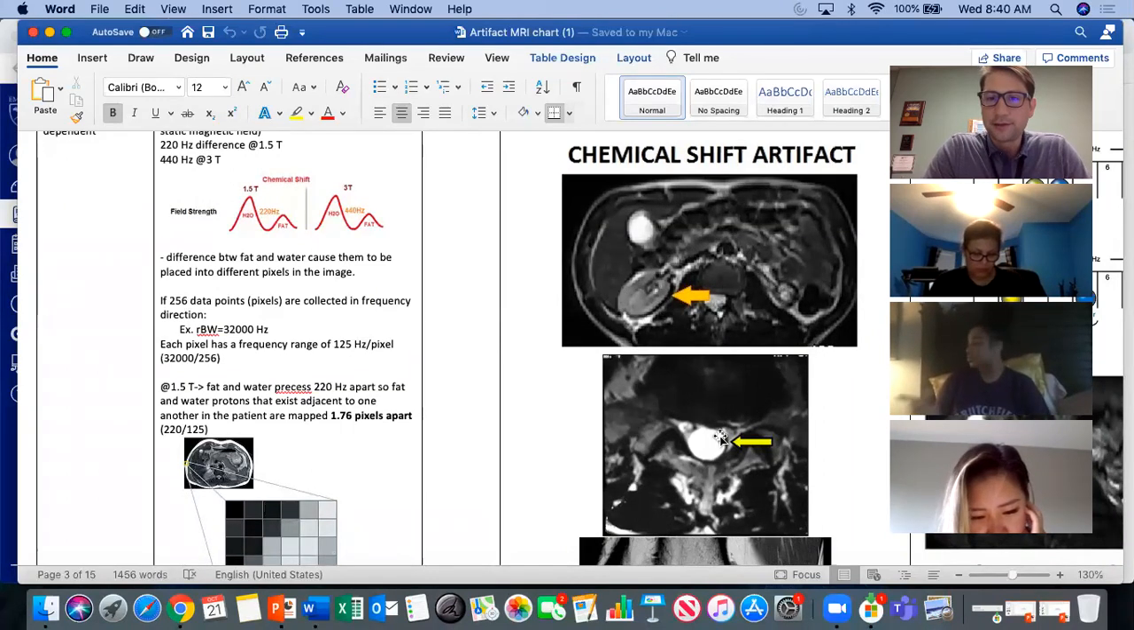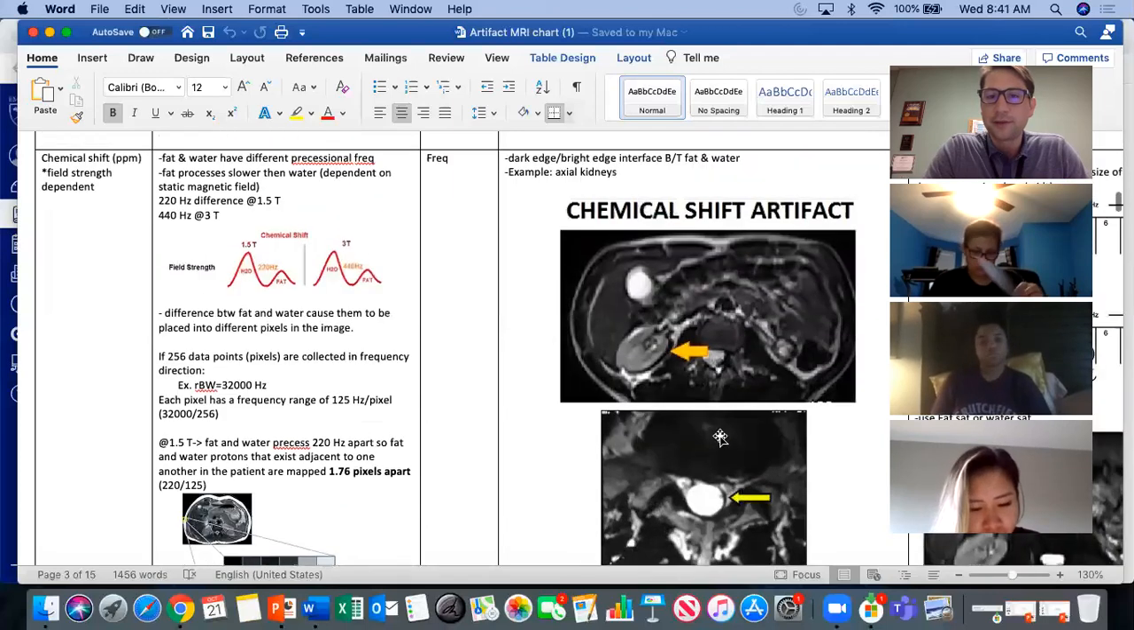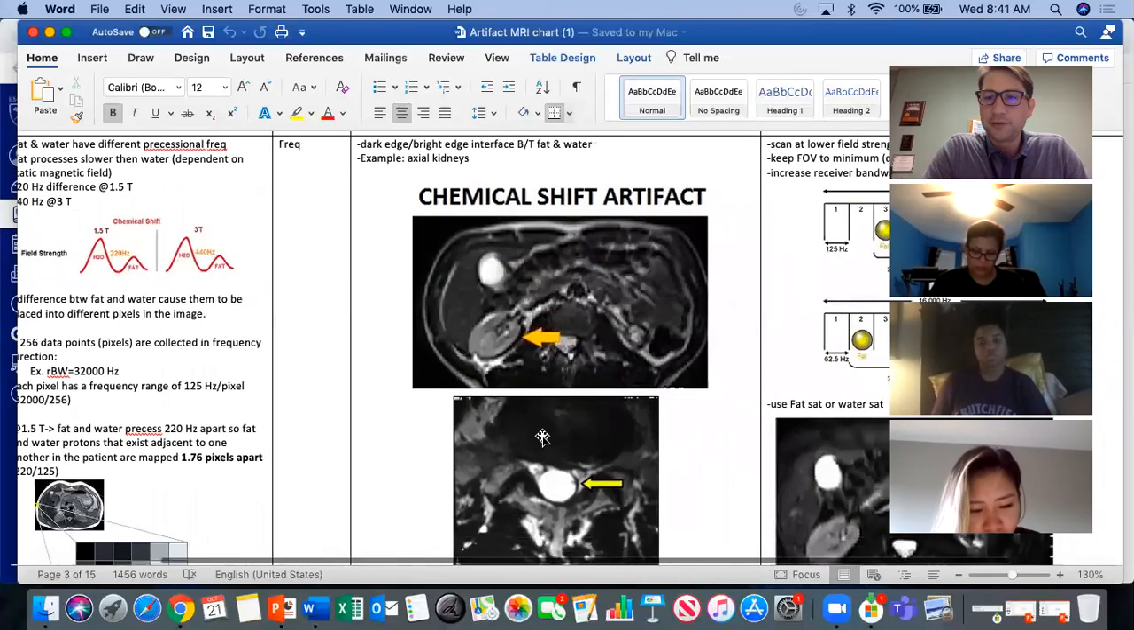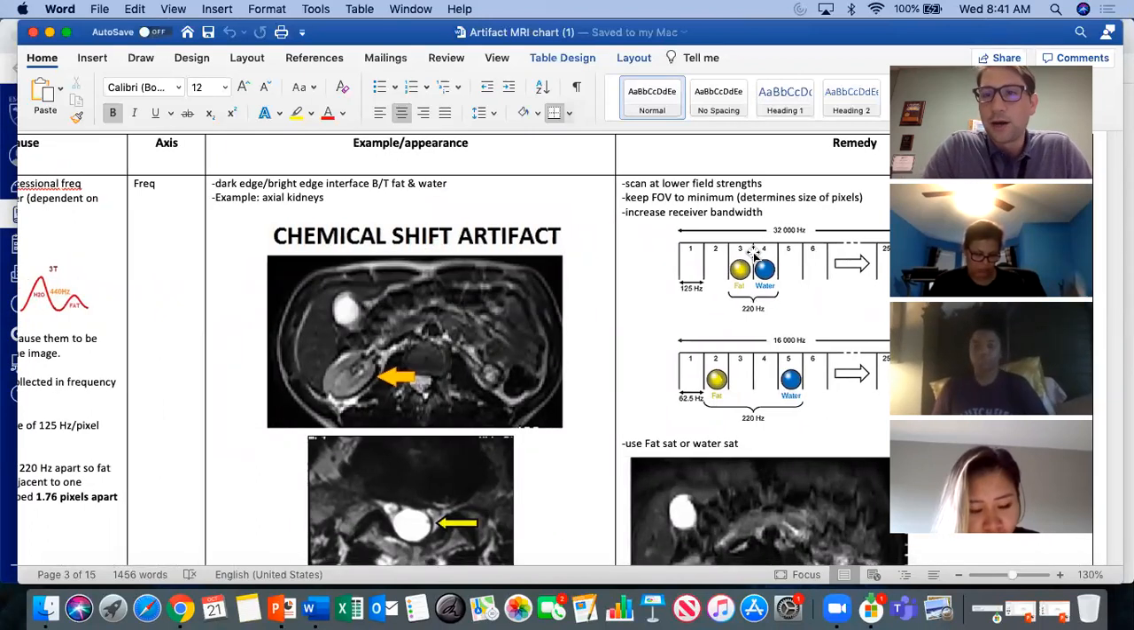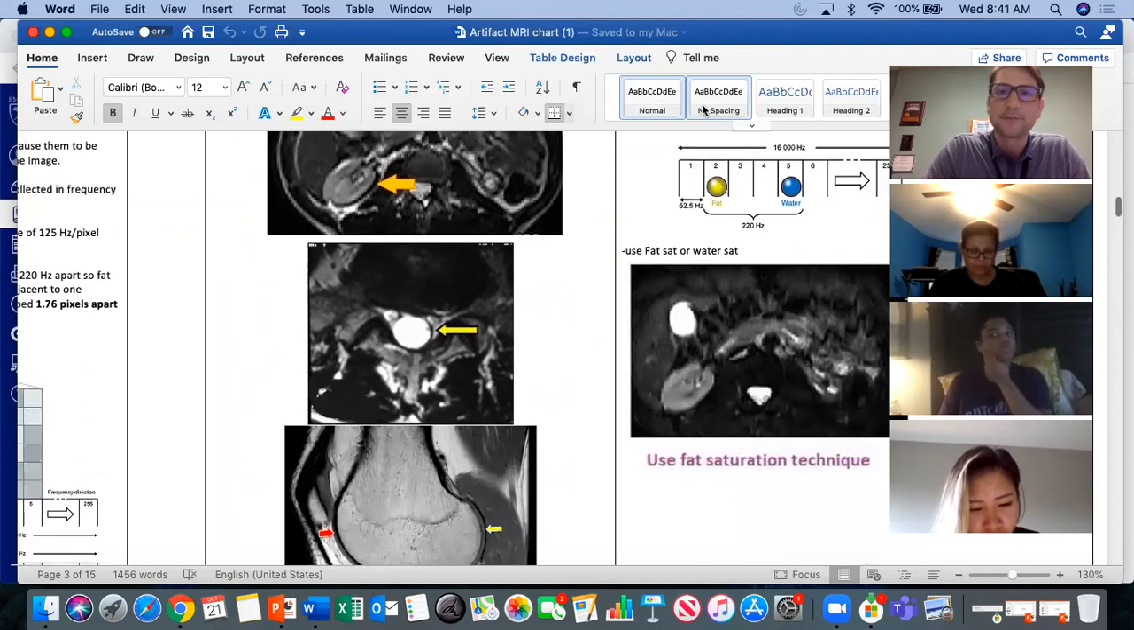So we saw common examples here, and we talked about some remedies. And the major remedy we talked about to really compensate for it is selecting a receiver bandwidth that's a little bit wider or more broad, so that we can get those fat and water molecules closer together so that the artifact is not as pronounced.